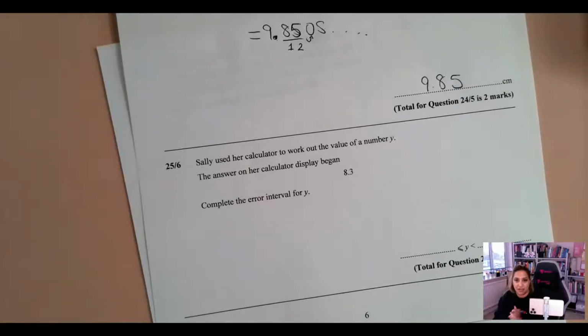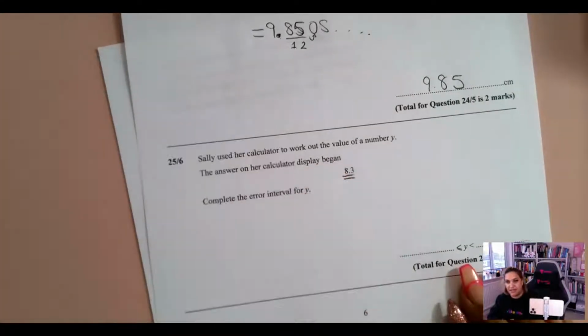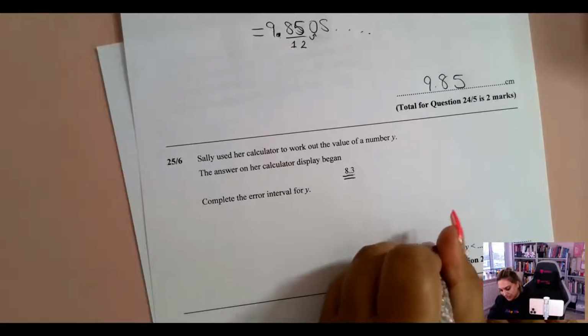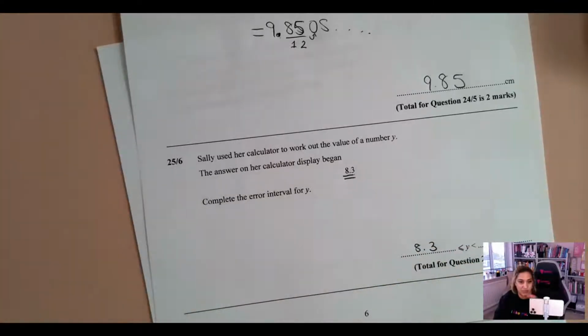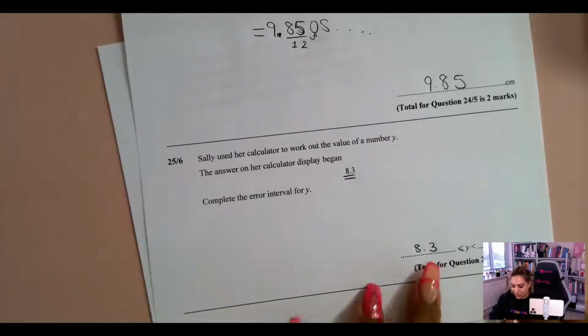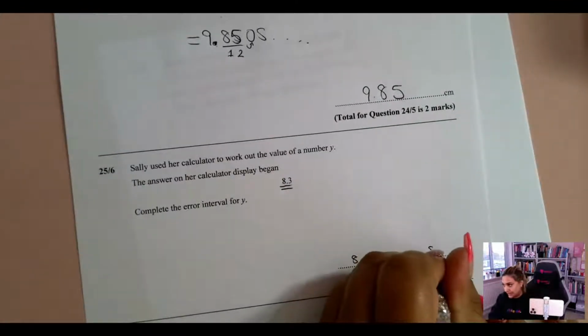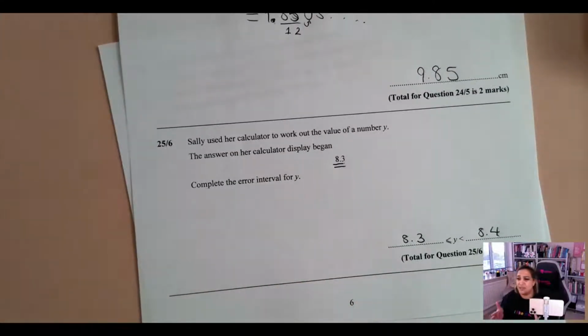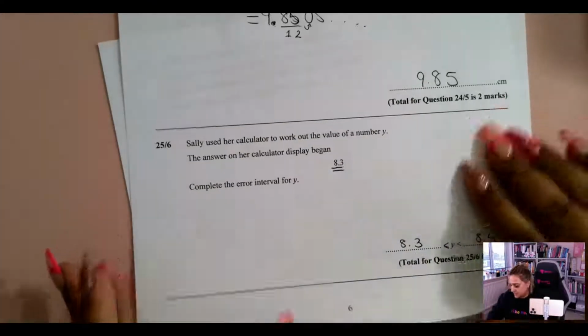So the answer on her calculator display began 8.3. Okay, so you always write the number that her calculator began and just put it here. Whatever it is, that's always the number on your left. Then you add 1 to the final bit, and that goes to your number on the right, and that's your error interval. Because what they're saying is the number could have been 8.35, where you would have rounded it to 8.4. Okay, so hope that makes sense.